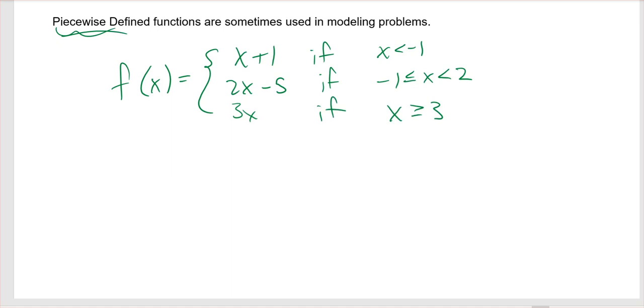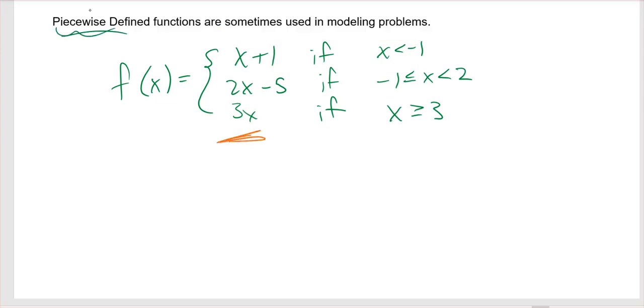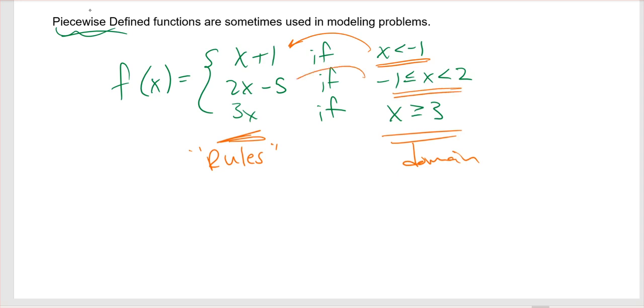Okay, so these are going to look something like this. We've already seen a regular old function that uses stuff that looks like this. These are our rules. These are functions split up into three pieces, and it's split up into three pieces by our domain regions. So if our input is here, we're going to use this rule. If our input is here, we're going to use this rule. If input is here, we're going to use this rule.